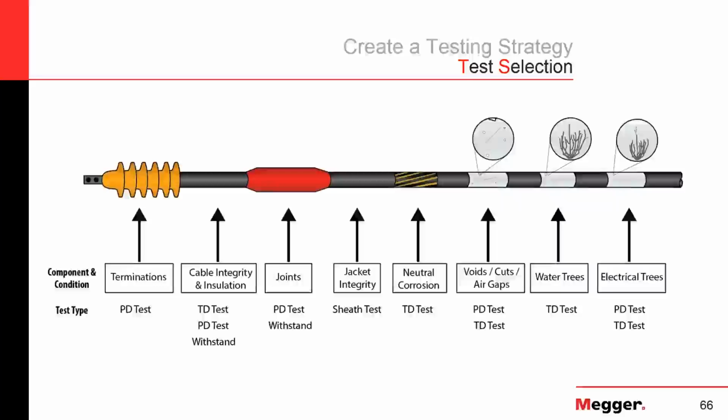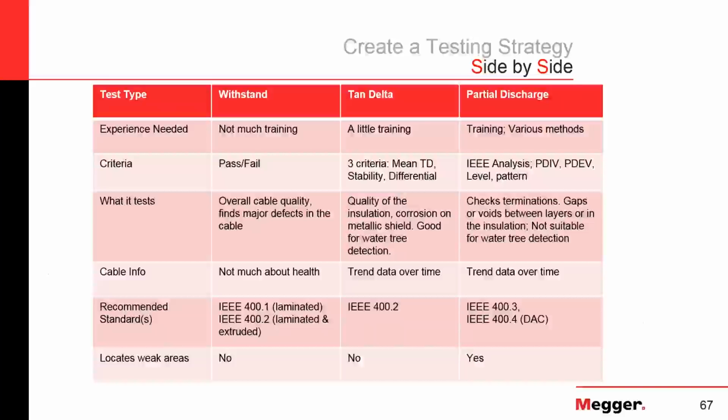So coming back to our test selection here, this is from the beginning of the slide. It makes a little bit more sense, I think, why we would choose different tests to look for different things. There's no one silver bullet, there's no one answer to match everything. We have to keep in mind what we're looking for and how we want to approach the problem. Are we looking for water trees? Are we looking for workmanship issues in joints and terminations? Are we looking for global issues in the whole cable insulation?